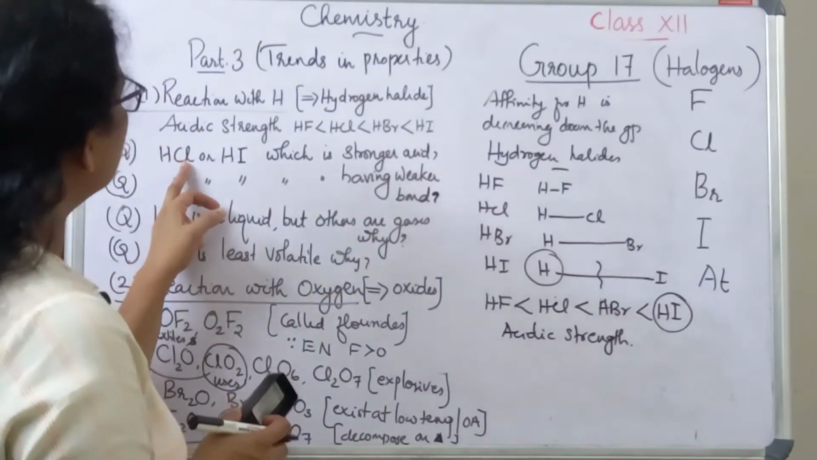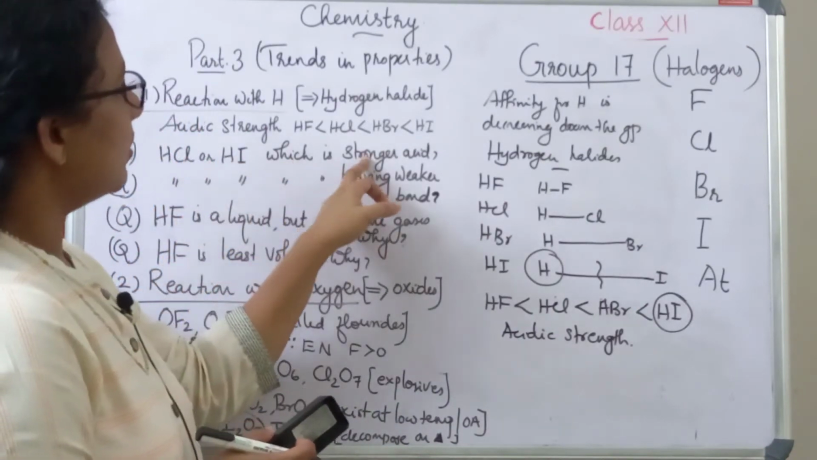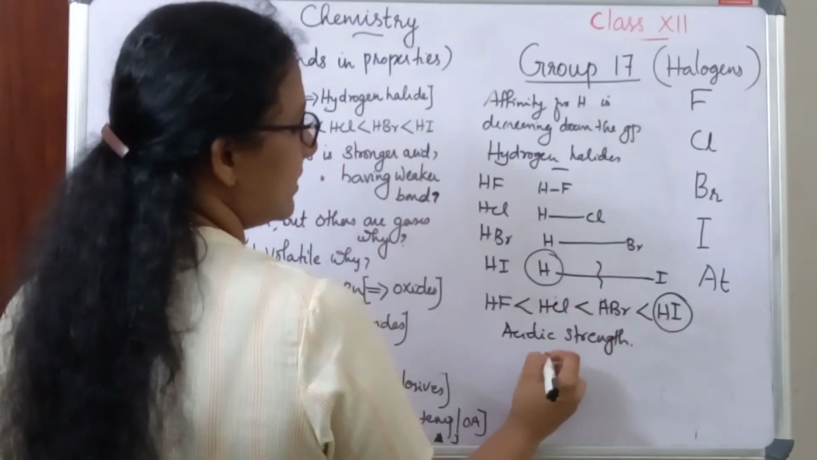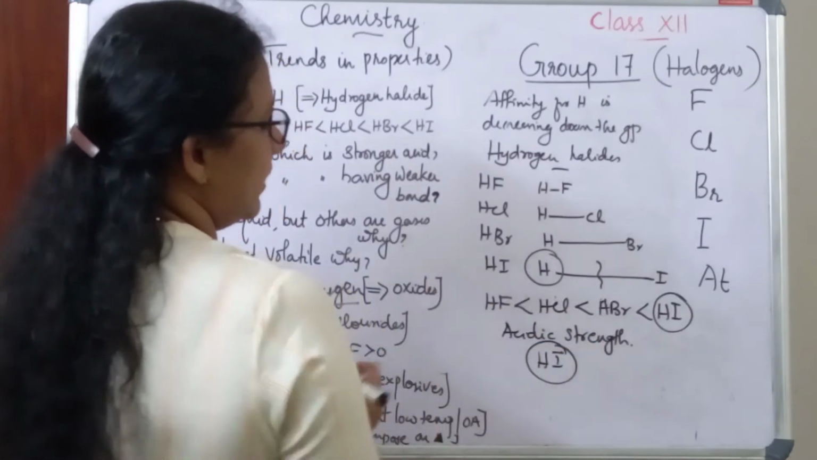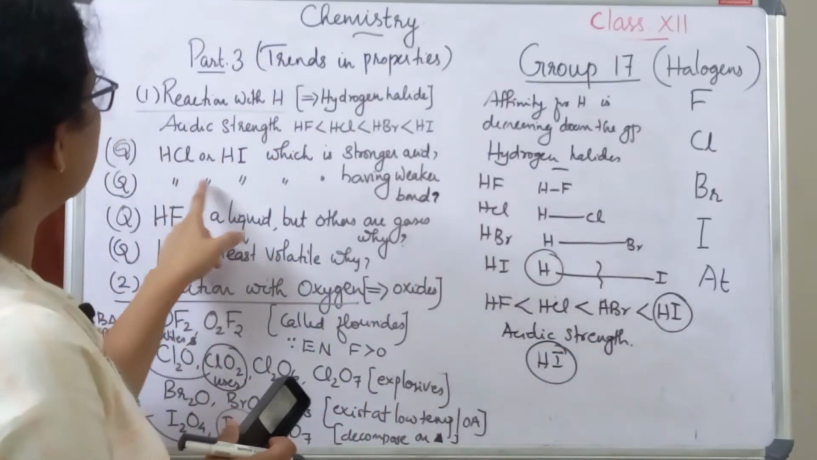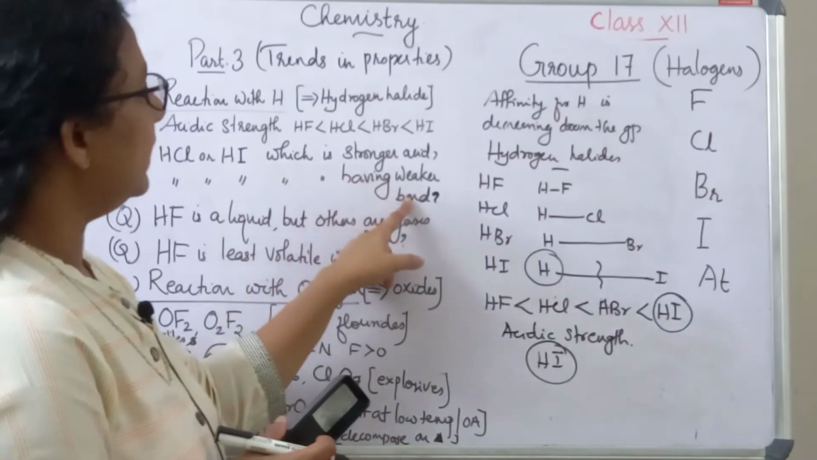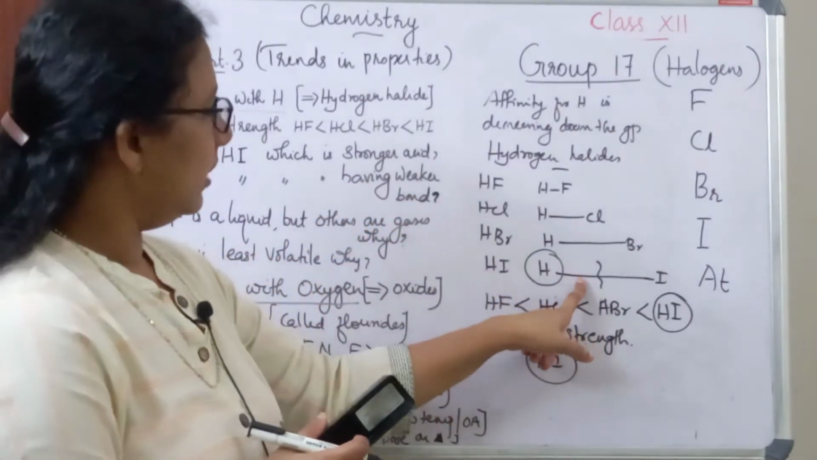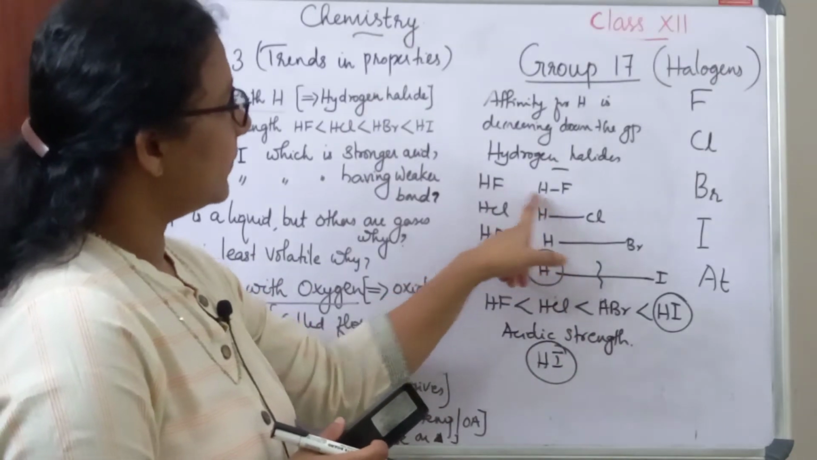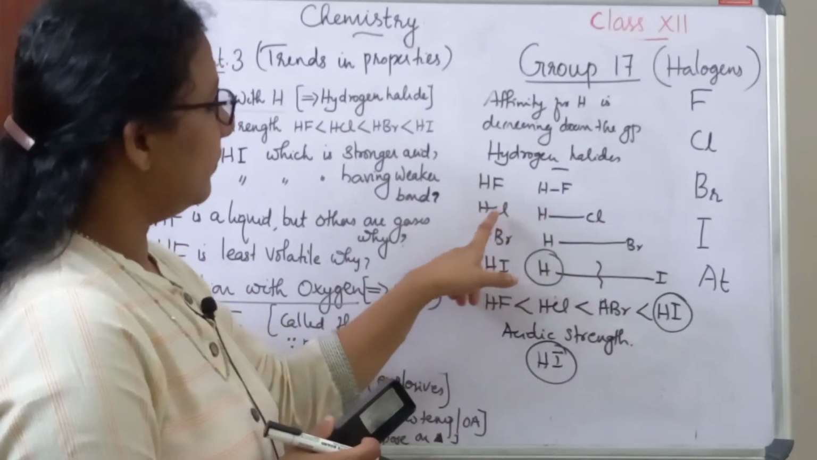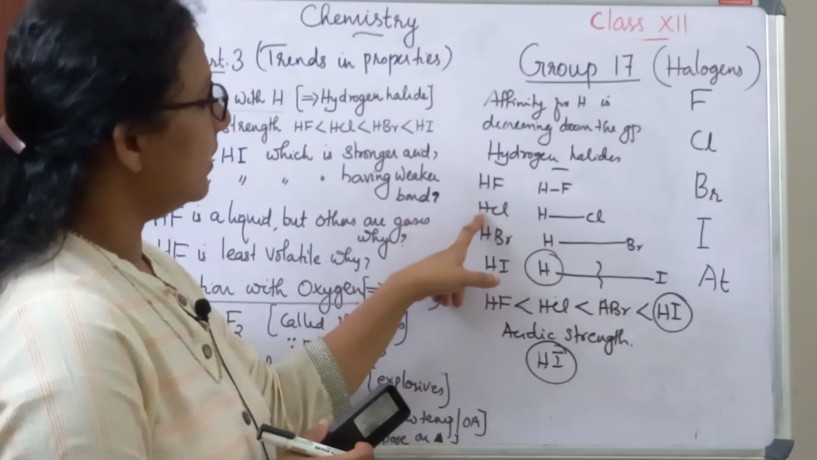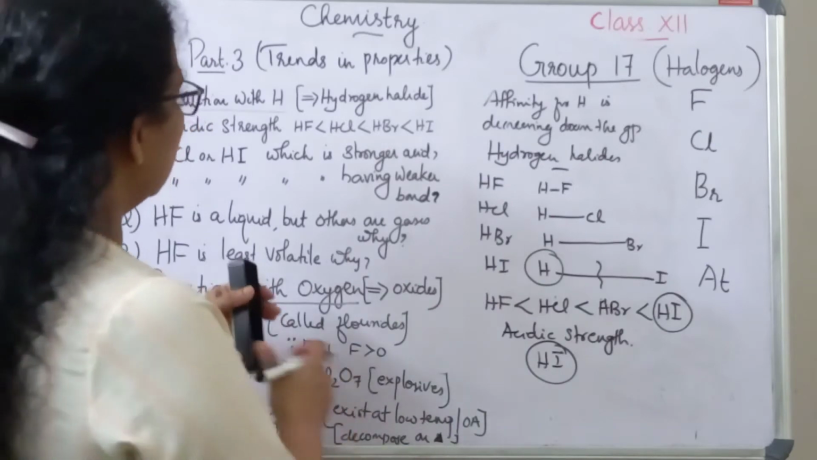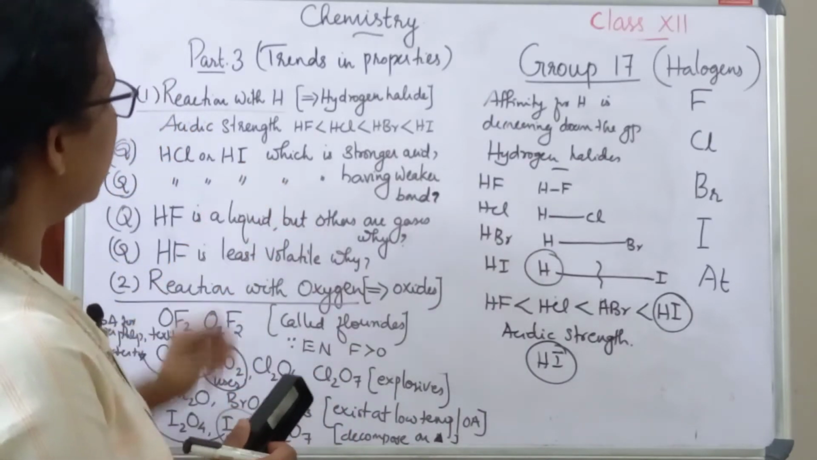Here there is a question: HCl or HI, which is the stronger acid? HI is the stronger acid. Then, HCl or HI, which has the weaker bond? HI has the weaker bond. The stronger bond is with HF, or if we are comparing HCl and HI, HCl has the stronger bond. HI has the weaker bond. So in these two questions, HI will be the answer.